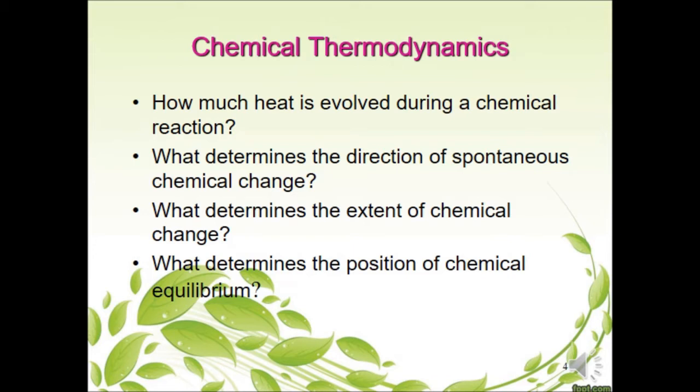How much heat is evolved when a chemical reaction occurs? What determines the direction of the chemical change? Is it spontaneous or non-spontaneous? What determines the extent of chemical change? What are the factors in this case? Next is the position of the chemical equilibrium. Once the chemical reaction occurs, does it lie more toward the product side or the reactant side? So we look at the position.